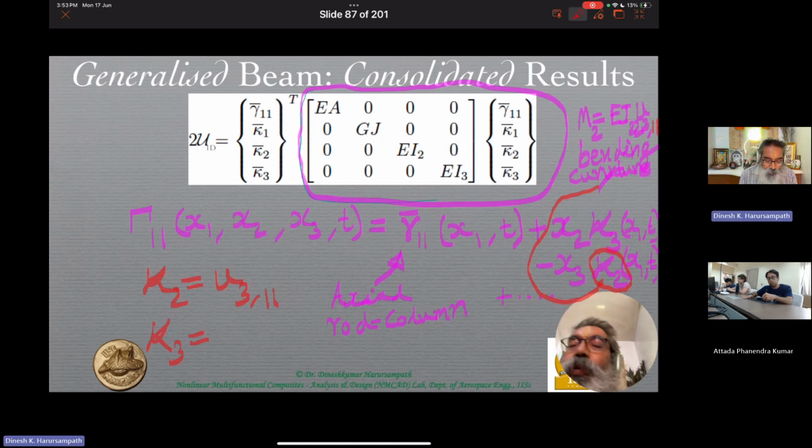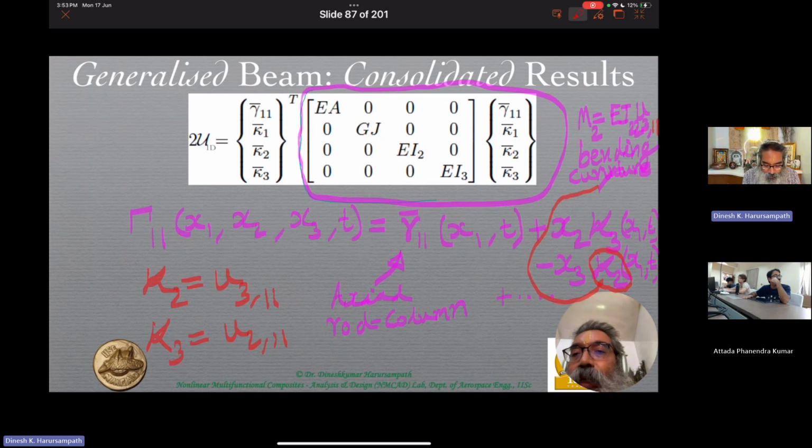Okay, so derivatives with respect to x1. Remember that it was ∂²u3/∂x1², right? So that's what we're talking about. And here, of course, it's u3,11. So essentially we're talking of two curvatures that are there, which are about the x3 and x2 axis.